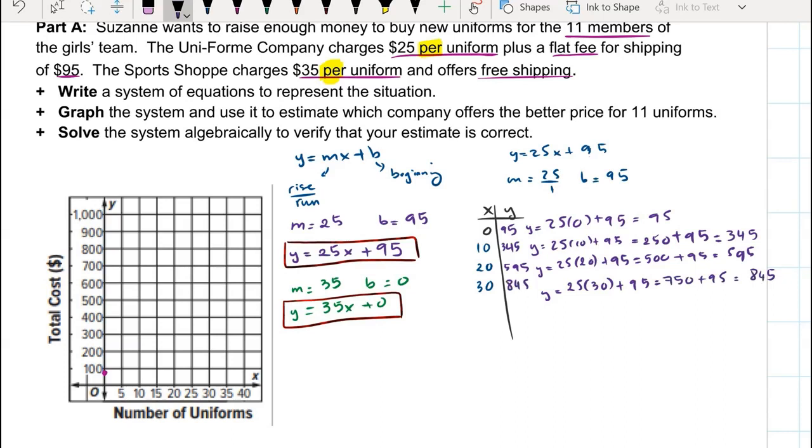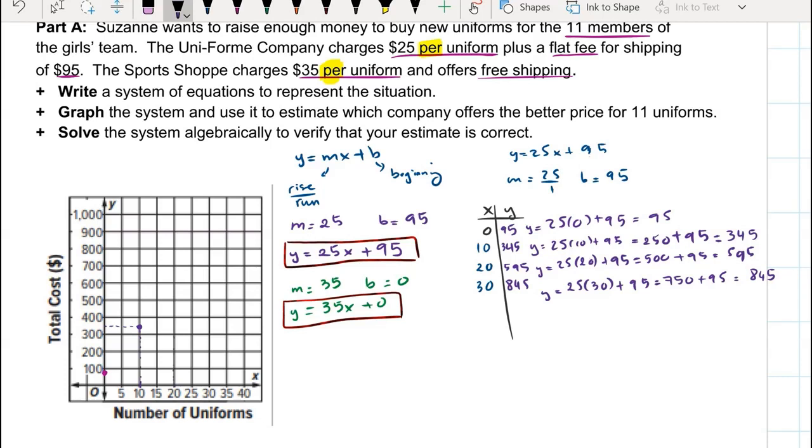Alright, so we're going to plug in these points. 10 uniforms goes up to 345. It's close to the middle of 300 and 400. So that's my second point. If it was 20, it's 595, so it's almost 600.